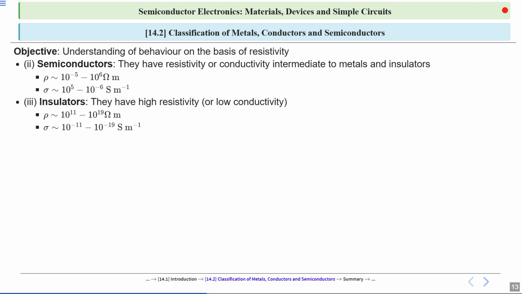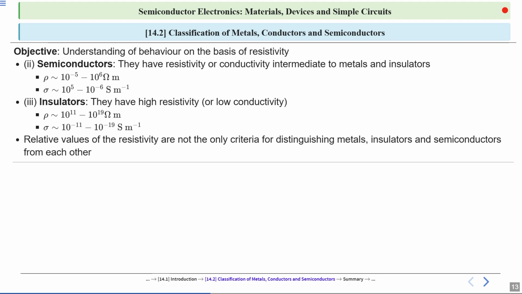Electrical conductivity for insulator materials, measured in Siemens per meter, ranges from 10 to the power minus 11 to 10 to the power minus 19 Siemens per meter, indicating very low conductivity, typical of insulators or very pure semiconductors.